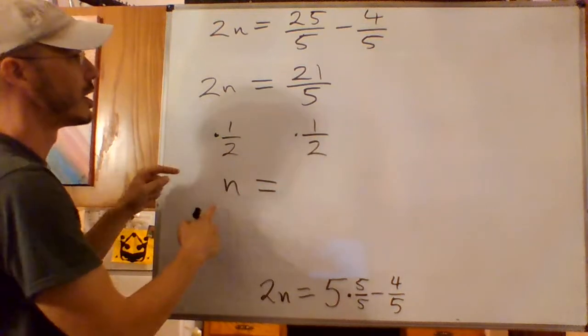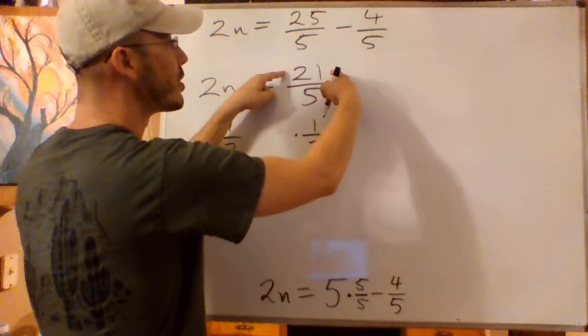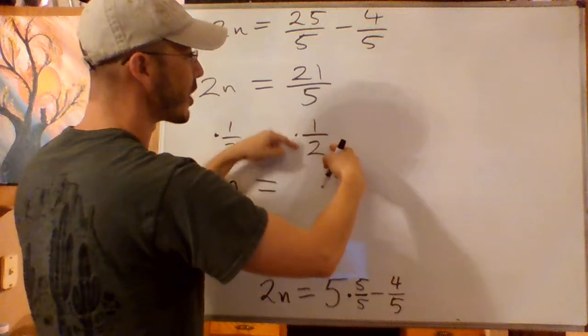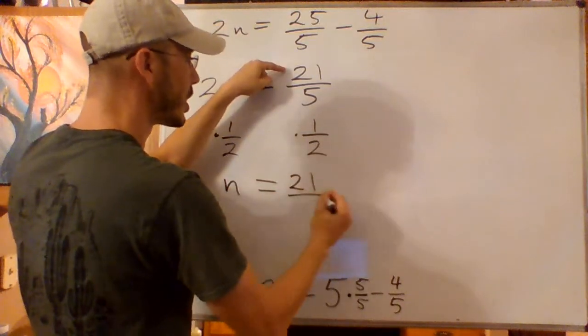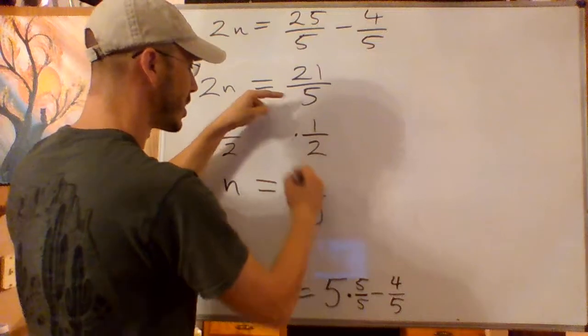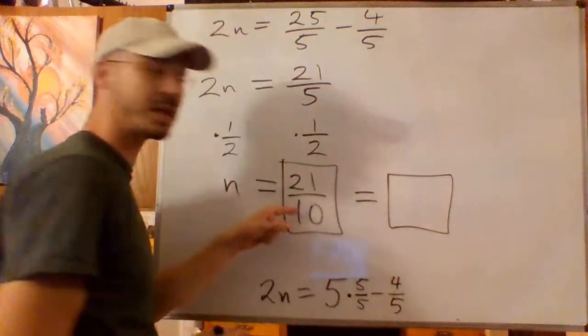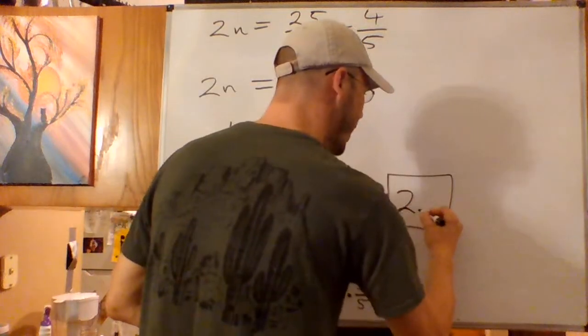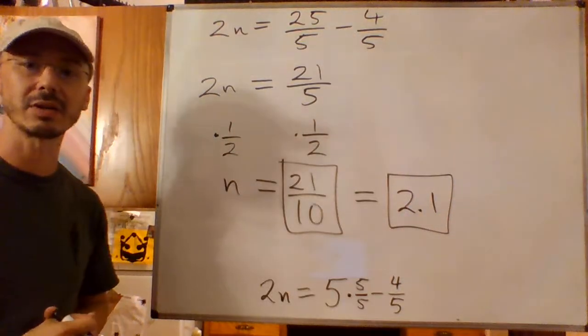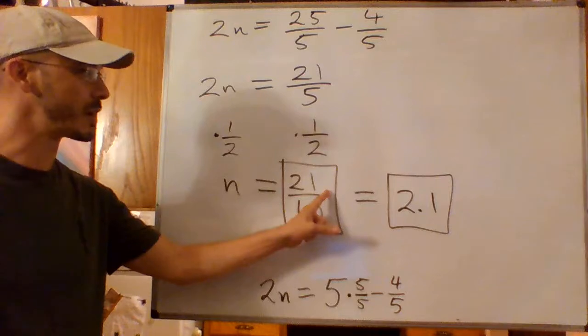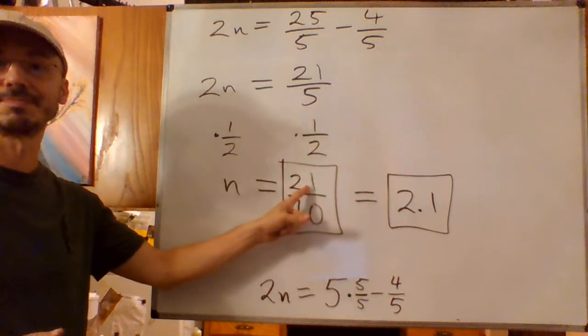2n times 1/2. And then 21/5 times 1/2, I multiply the numerators, 21, I multiply the denominators, 10, and that's it. You could also write that as a decimal, because the denominator is 10, this is easy to convert. You don't even probably need a calculator. Tenths divided by 10 moves the decimal place once.